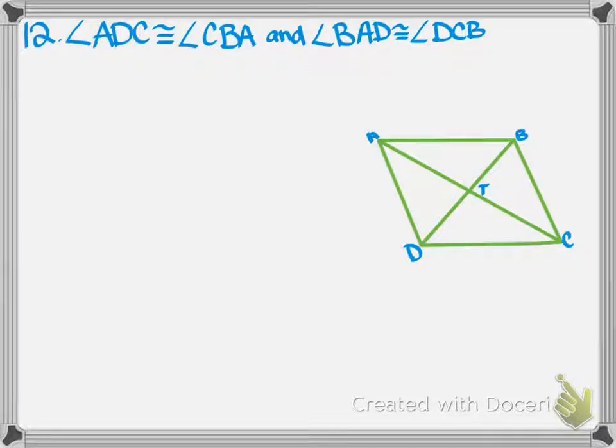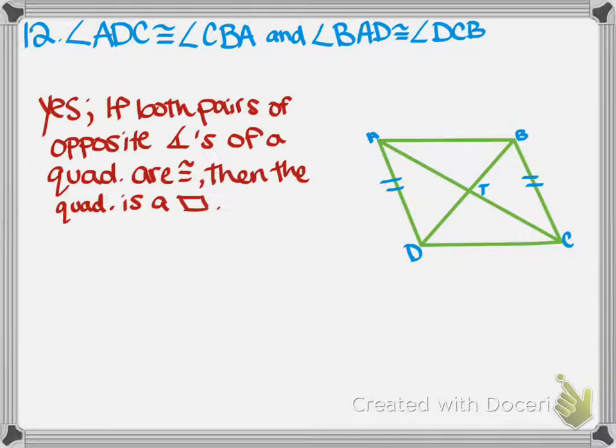So we can deduce from the given information that this quadrilateral is a parallelogram because if both pairs of opposite angles of a quadrilateral are congruent, then the quadrilateral is a parallelogram. So if these two are congruent, then it's a parallelogram. So we have deduced that this quadrilateral is in fact a parallelogram.